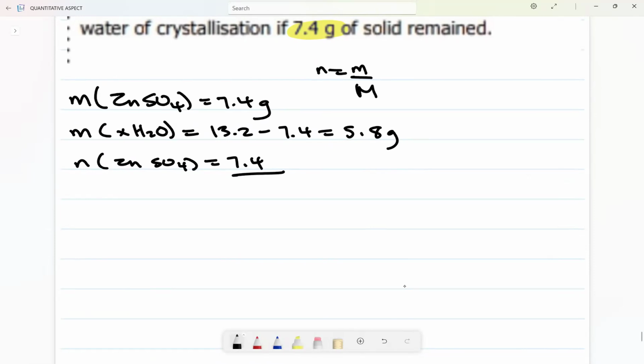Let me quickly confirm the molar mass of zinc. I do not need to make a mistake. Molar mass of zinc sulfate, yeah, it's 161. Okay. Actually, here it's just 161. And then I get something like 0.046 moles. Okay. Then let's get number of moles.